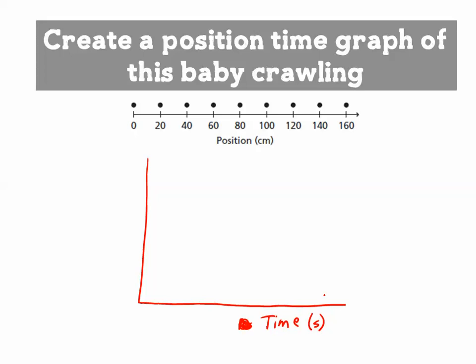By the way, I should have told you that the time between each interval of this baby crawling is 1 second, but it wouldn't really have mattered because the shape of the graph would still be the same no matter how long those intervals were. Position will go on our y-axis since that is our dependent variable changing with time.